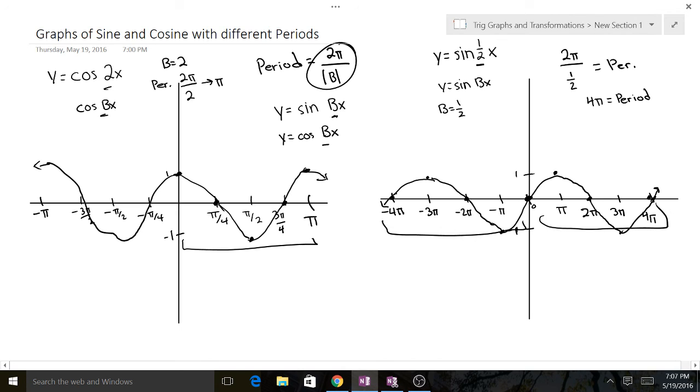I hope this was able to help. Let me know if you have any questions. Try to memorize this formula, 2 pi over the absolute value of b. You'll need that throughout your transformations. So thanks for watching. Let me know if you have any questions.